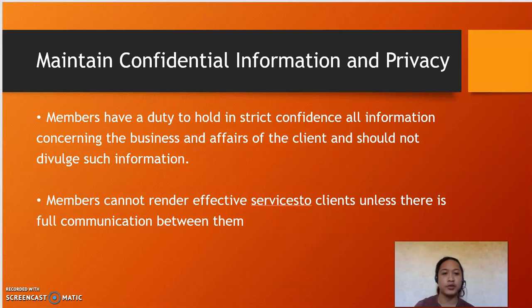Maintain confidential information on 5G. This is what I'm telling you. The confidential information on 5G: members have a duty to hold strict confidence all information concerning the business and affairs of the client and should not divulge such information. Members cannot render effective services to clients unless there is full communication between them.